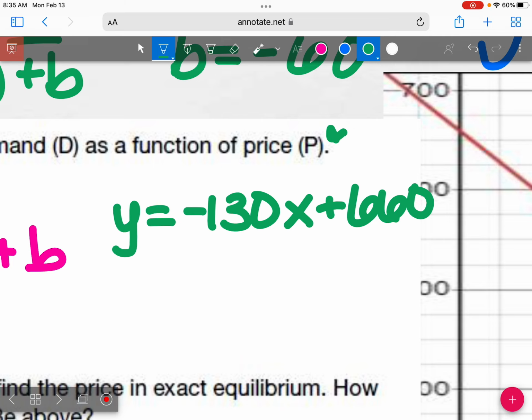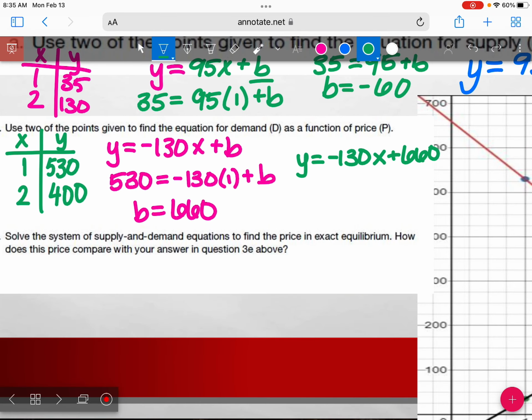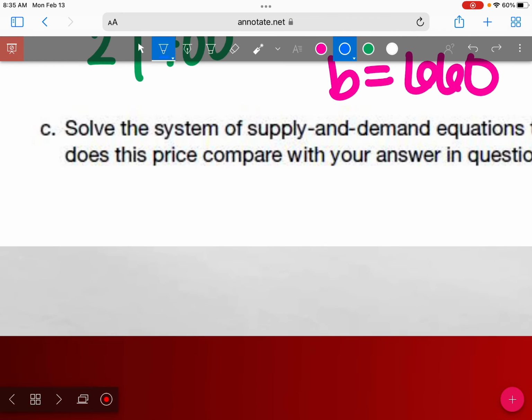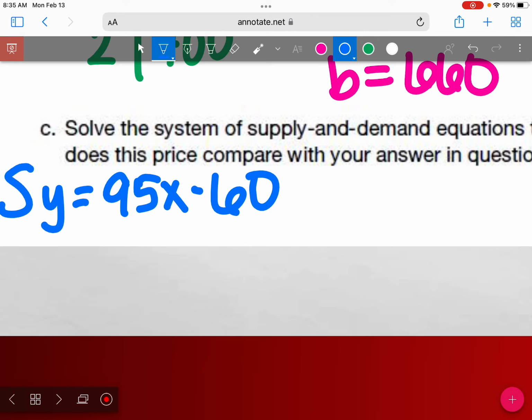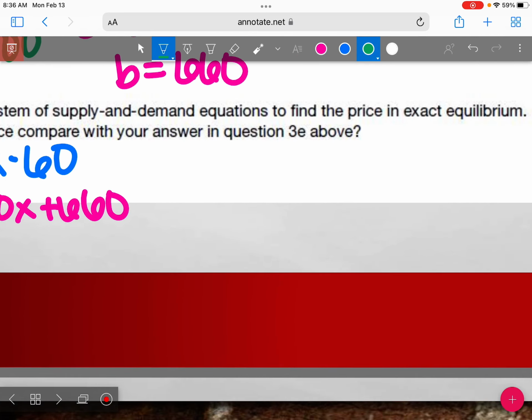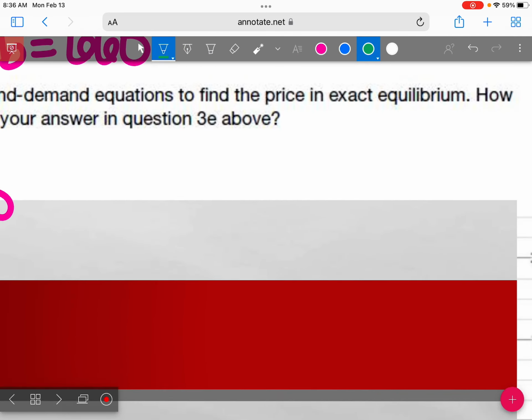What do you want to substitute? We have y equals. Our two equations are y equals, our supply is y equals 95x minus 60, right? I'm going to put an S by this. And then demand is the pink one: y equals negative 130x plus 660. So what is our system going to look like? What are we substituting in? 95x minus 60 equals negative 130x plus 660.